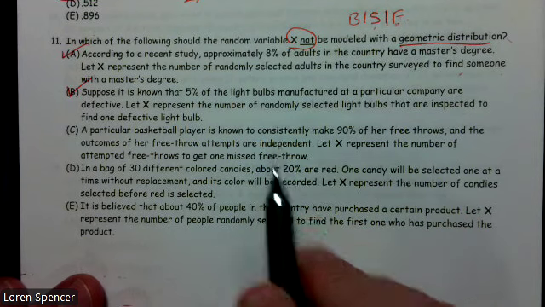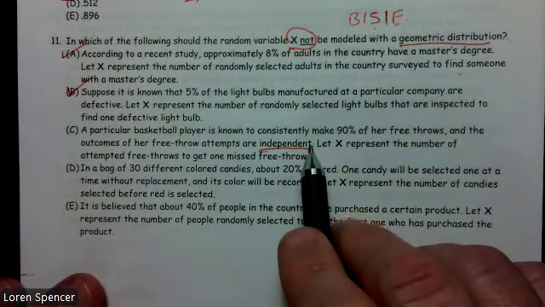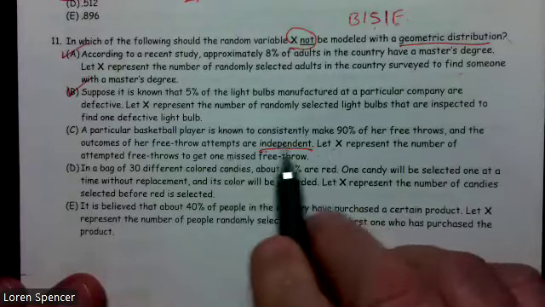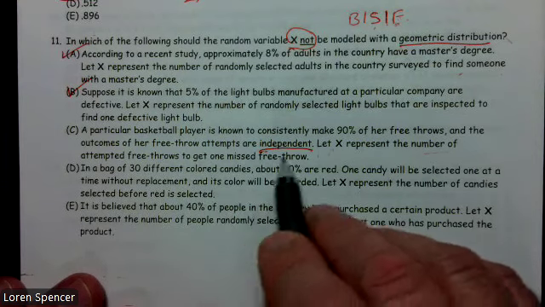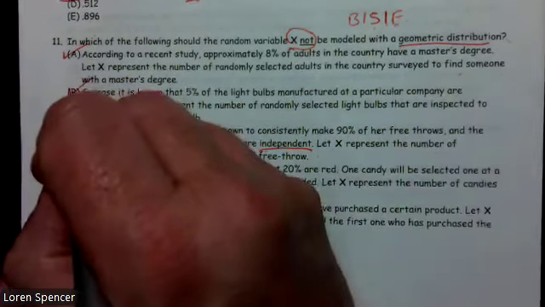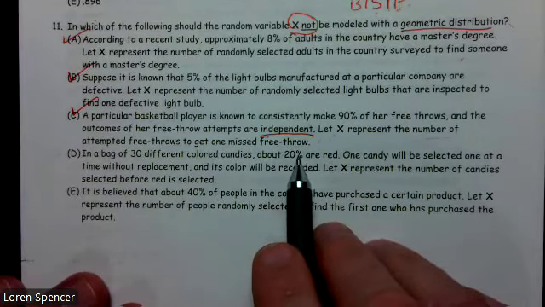A particular basketball player is known to consistently make 90% of her free throws, and the outcomes of her free throw attempts are independent. They're telling us they're independent because in life they probably aren't, but because they are, we're going to let X represent the number of free throws until we get the first one. That's definitely a geometric.